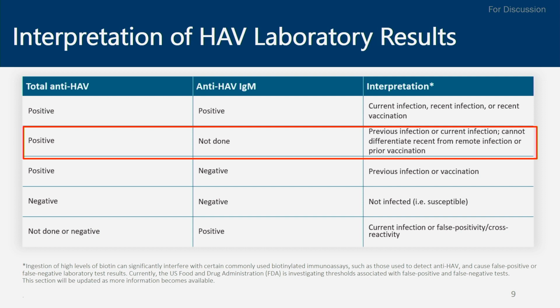However, without both the total and the anti-HAV IgM tests being run, we can't really get a super clear picture of a patient's hep A status, so providers don't have the information that they need to correctly identify cases of hepatitis A. That's why we recommend a total anti-HAV test that automatically reflexes to an anti-HAV IgM test if the total is positive.